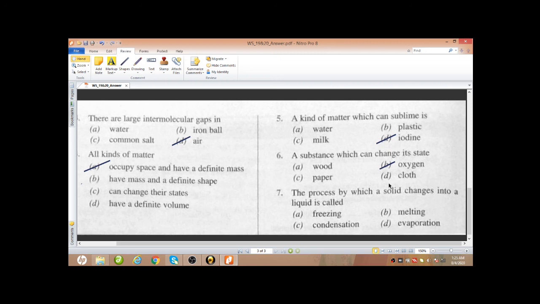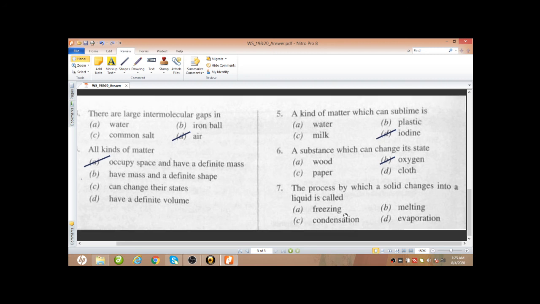Wood, paper, cloth, these cannot change their state. Next, number 7, the process by which a solid changes into a liquid. Solid to liquid, we have already done this. This will be melting, from ice to water. So a solid changing into a liquid is called melting.